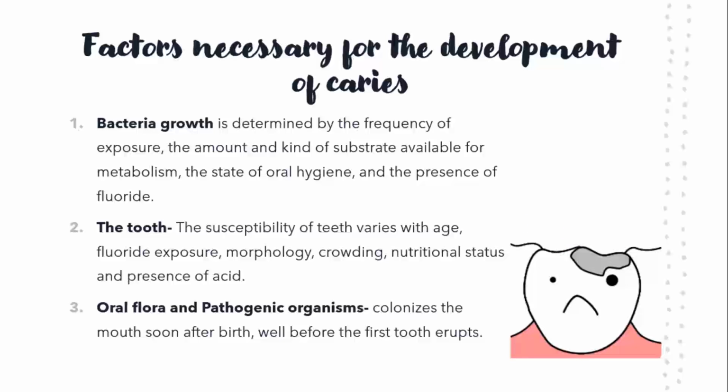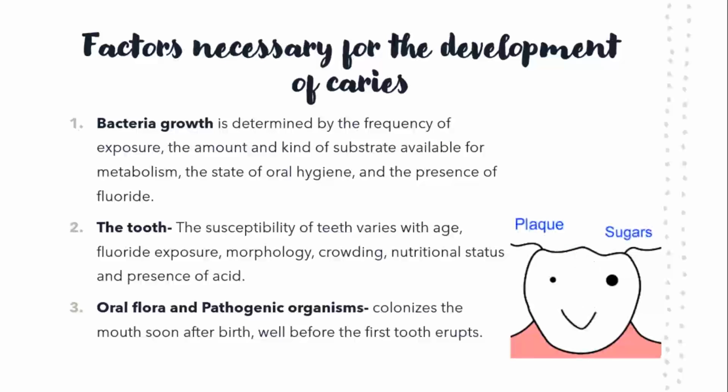The susceptibility of teeth varies with age, fluoride exposure, morphology, crowding, nutritional status including trace elements, and presence of carbonic acid. The caries process begins on tooth enamel, which is composed mainly of minerals in the form of hydroxyapatite. Primary tooth enamel is thinner than permanent tooth enamel and does not have the benefit of fluoride incorporated within the structure of enamel during development.